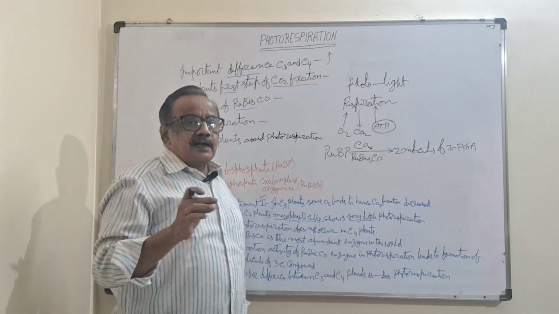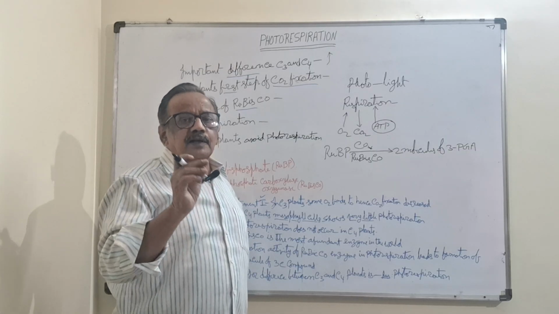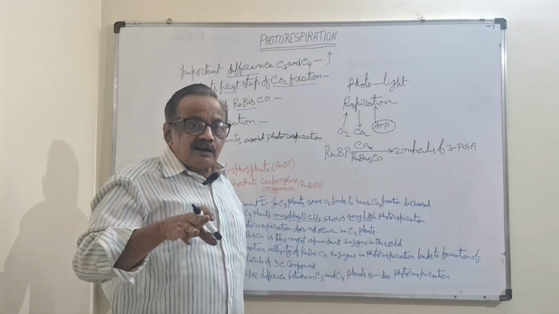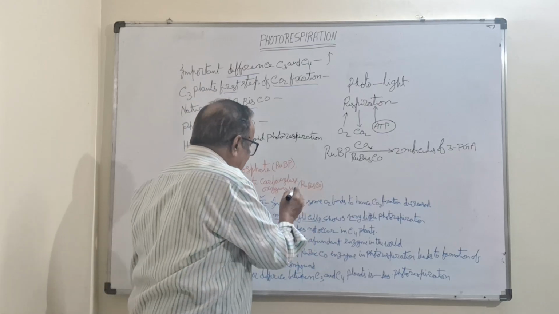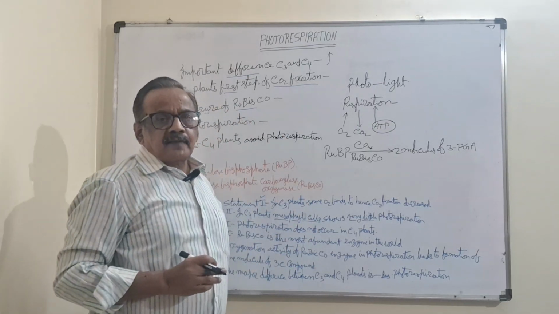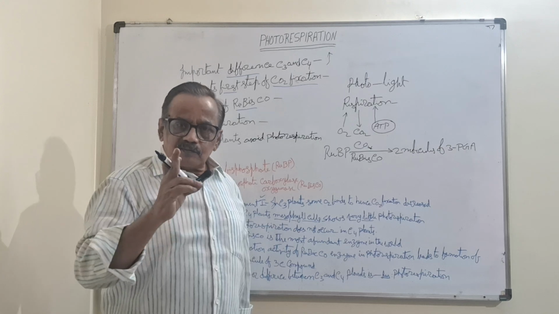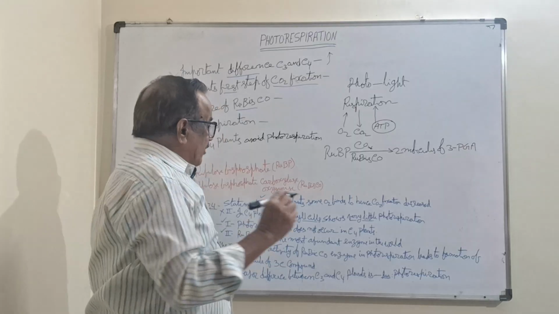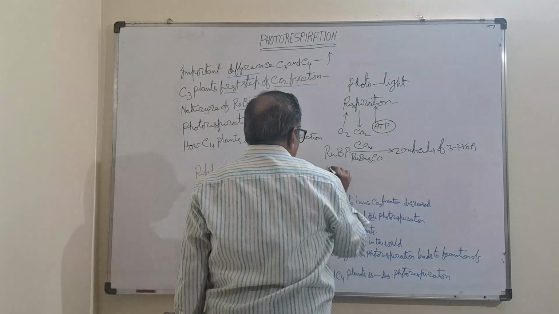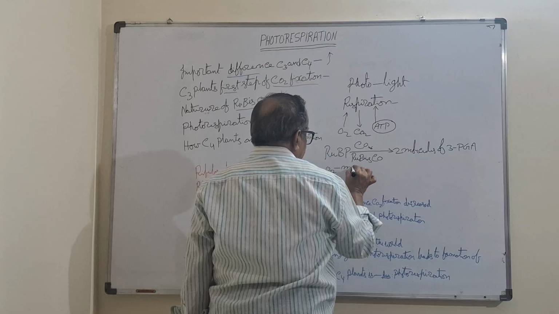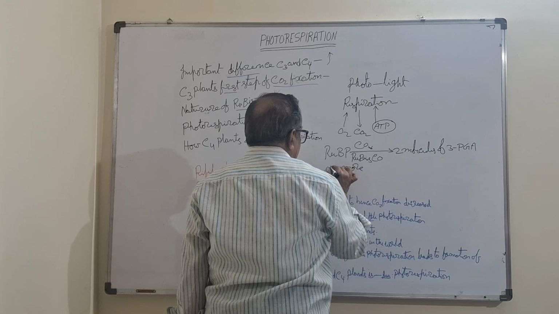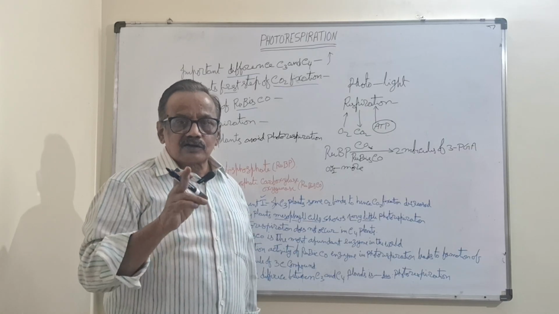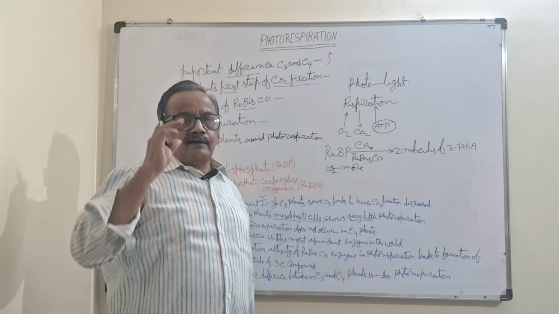Generally an enzyme takes only one substrate. But here it can take either oxygen or carbon dioxide. RuBisCO has a dual nature. Remember, this is also an important point. When will it take oxygen? When the O2 percentage is more in the stroma.